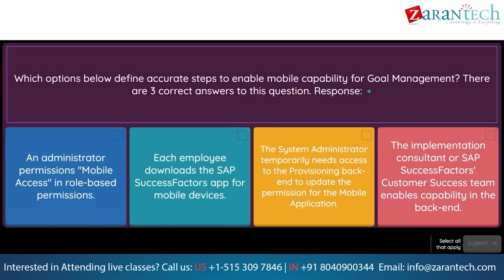Question, which options below define accurate steps to enable mobile capability for goal management? There are 3 correct answers to this question. Response. Option 1 An administrator permissions mobile access in role-based permissions.